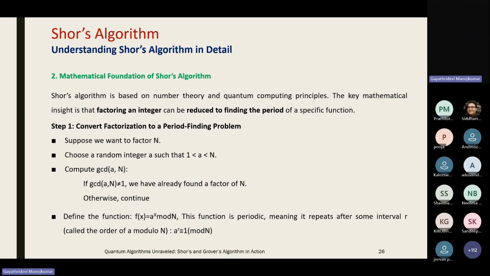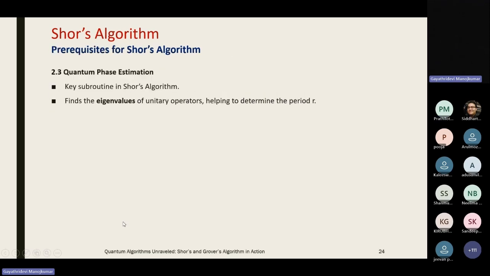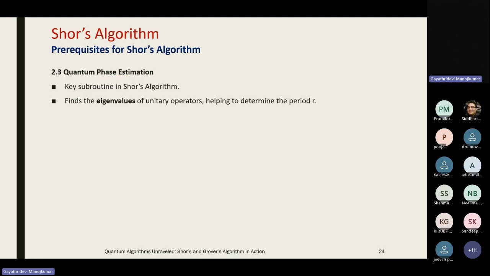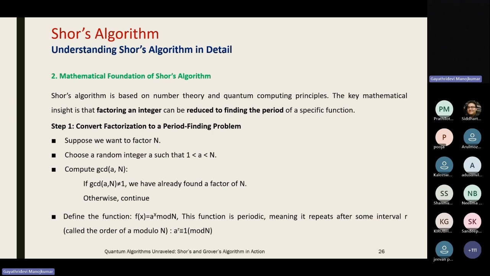Suppose we want to factor N. We choose some random integer a from 1 to N, and compute the GCD of N and the random integer. If we have already found a factor, we are done; otherwise we continue. Then we apply a to the power x mod N. What is a to the power x mod N? It is used to find the order of the integer.